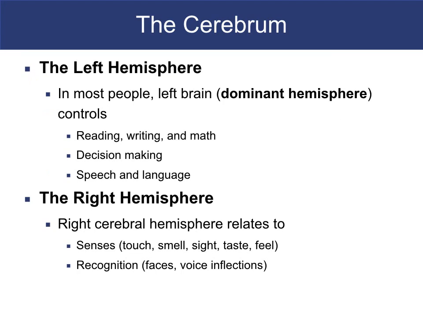Let me just say this quickly. Most people are left brain dominant. How do we know that? I look around the room and most of you are holding your pencils in your right hand. So your right hand is the dominant extremity. Therefore, your left brain is your dominant lobe of your brain. Indeed, most of us use our dominant hemisphere for reading, writing, math, decision making.